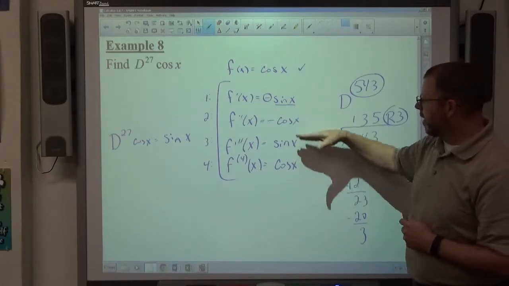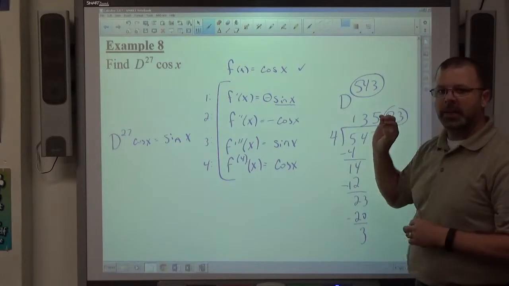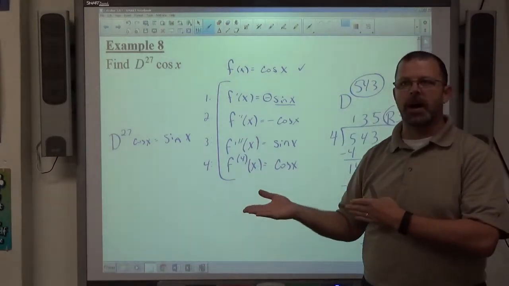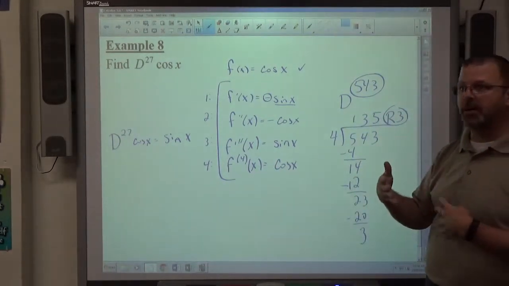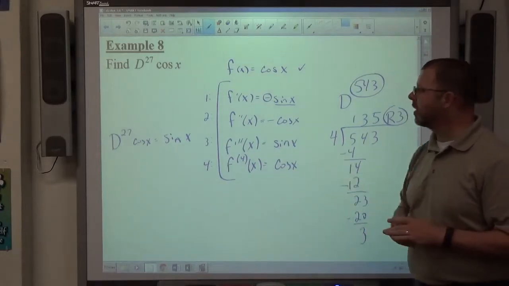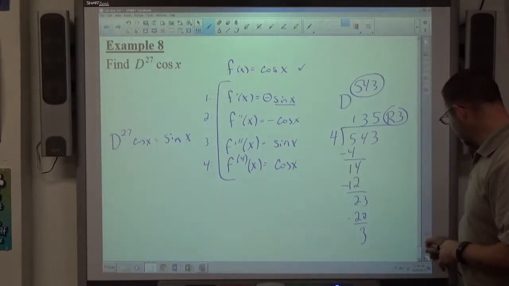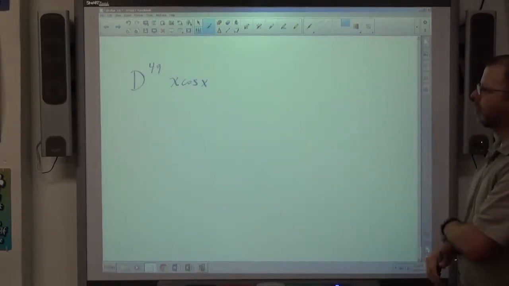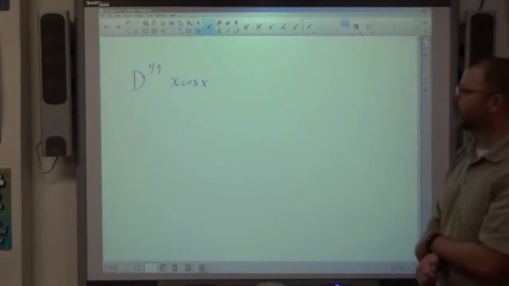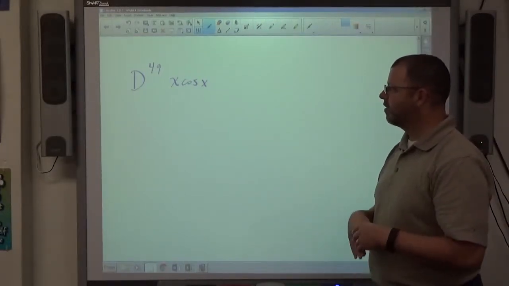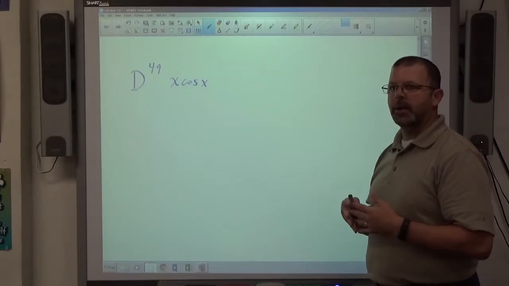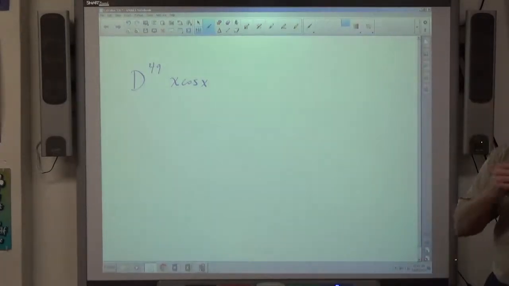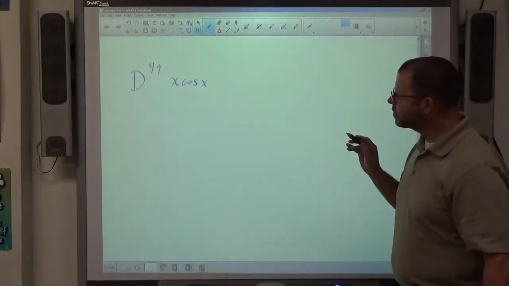And this is one type of pattern, again, where it's just a repetitive pattern. It's like the powers of i: i to the first, i to the second, have that pattern, and we were able to find i to any power at that point. A second example I want to include here is the 49th derivative of x cosine of x. It's a building pattern, and it's not necessarily the same as what we just saw.